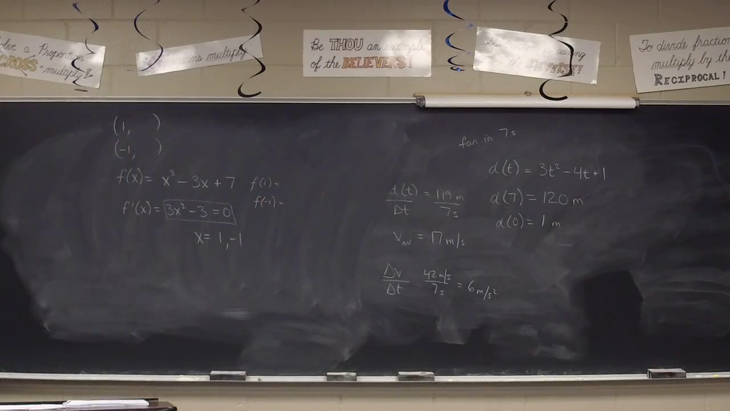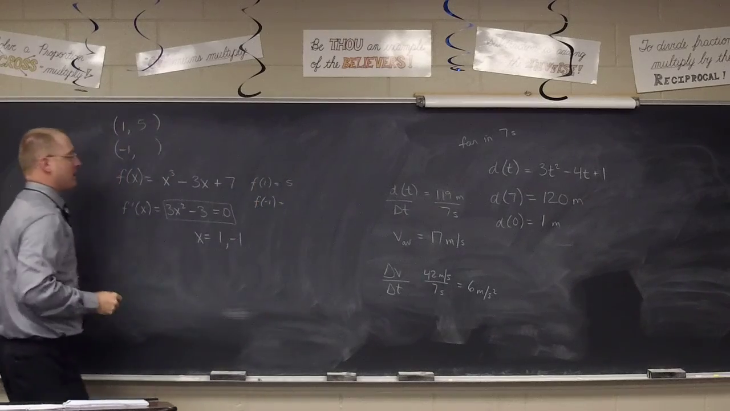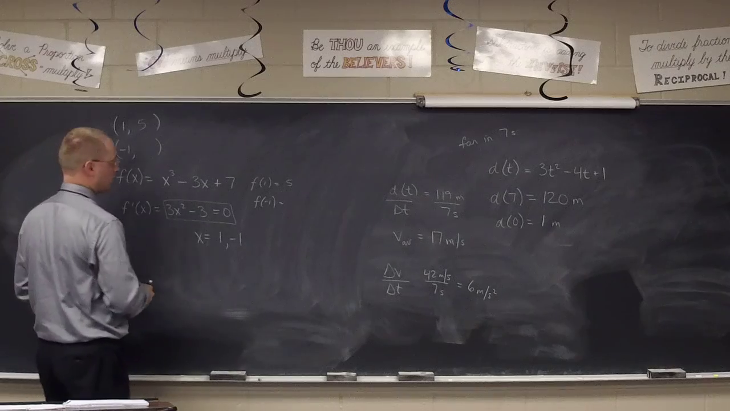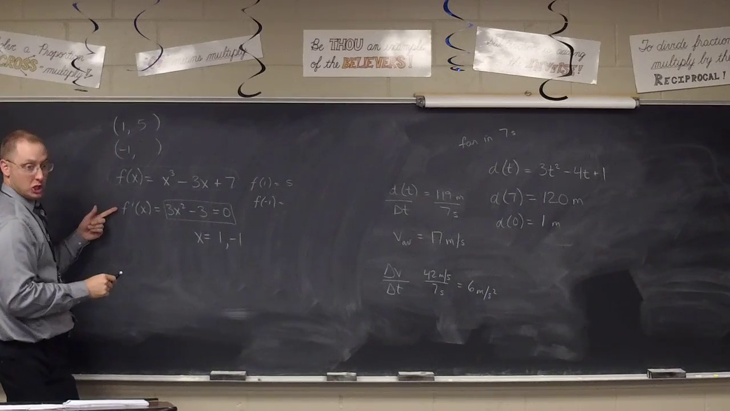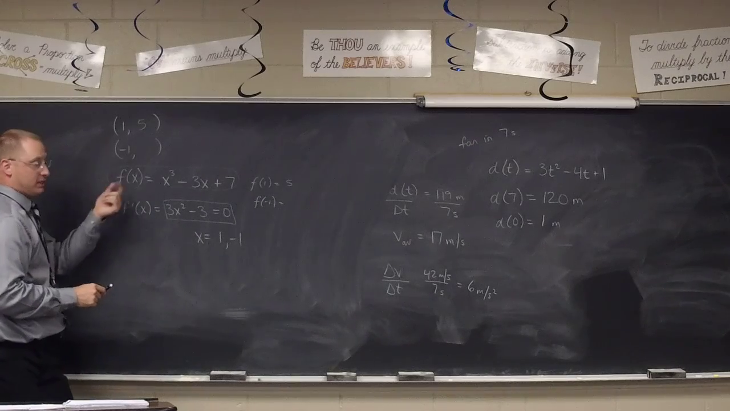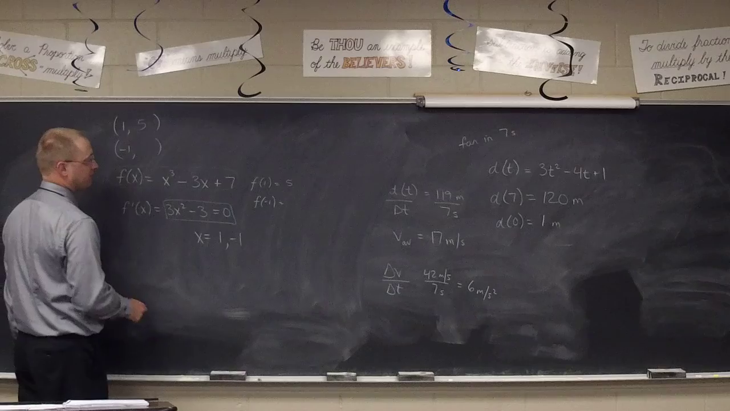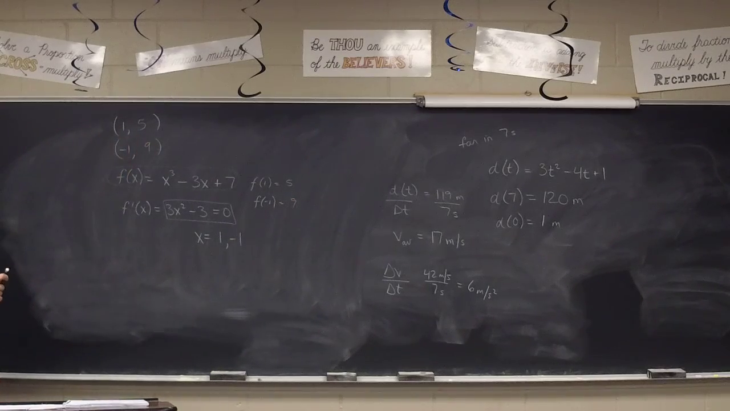What do we get for f of 1? 5. Jamie, what do we get for f of negative 1? Wait, which equation are you plugging into? The original. This is a first derivative, that's a slope. This gives me y values or f of x values. 9. So those are my two critical points. 1, 5 is a critical point. Negative 1, 9 is a critical point.